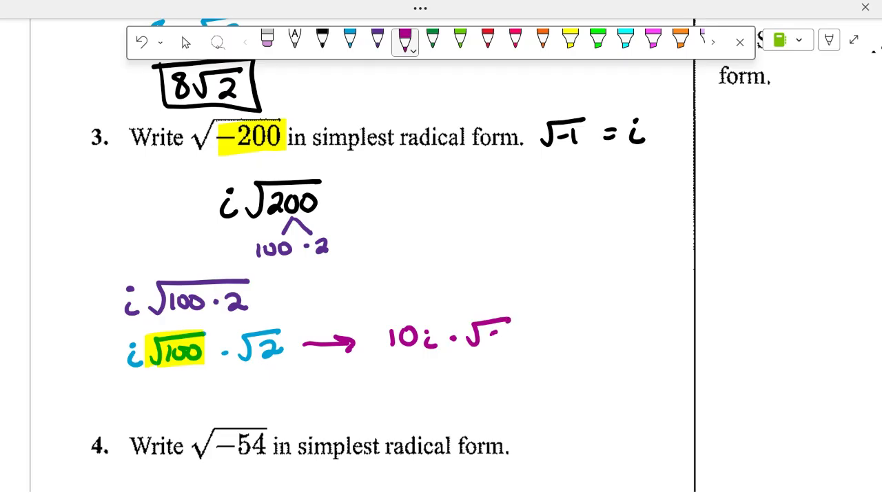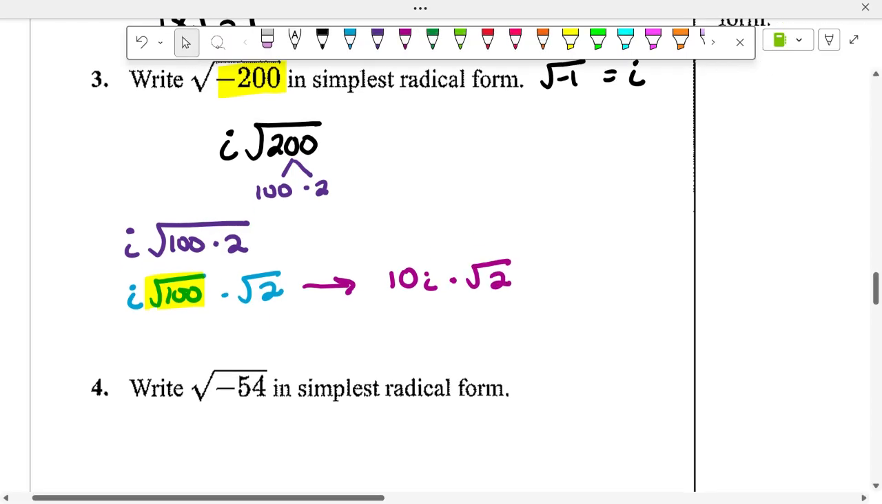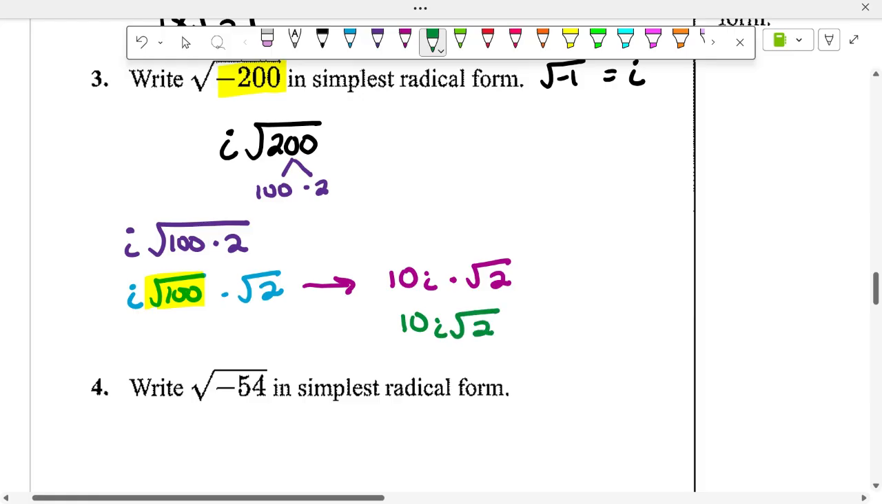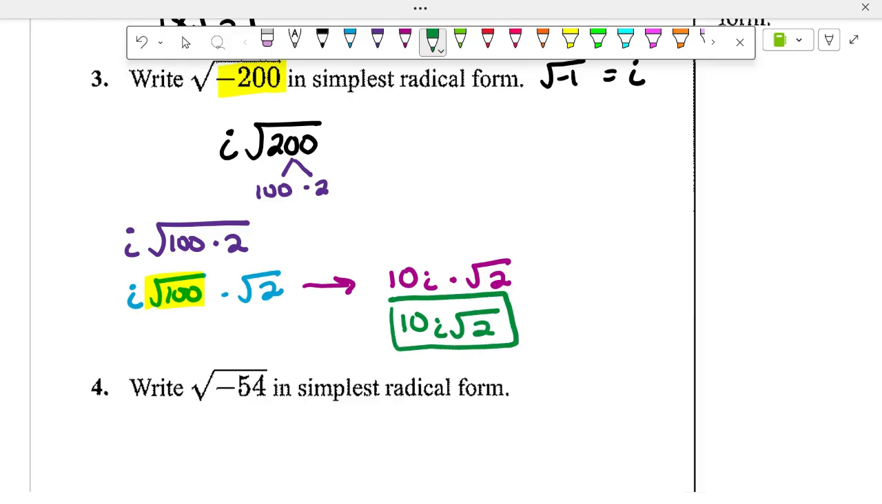10i times the square root of 2, which we can rewrite as 10i square root 2. Now, if you wrote the i on the other side of the 10, I wouldn't count it wrong, but just know that typically the i goes like, it's almost like it's the variable. You know, how if you write multiplication with variables, it would go on the right side of the number. But if you wrote it on the left, I wouldn't count it wrong. It's just awkward.